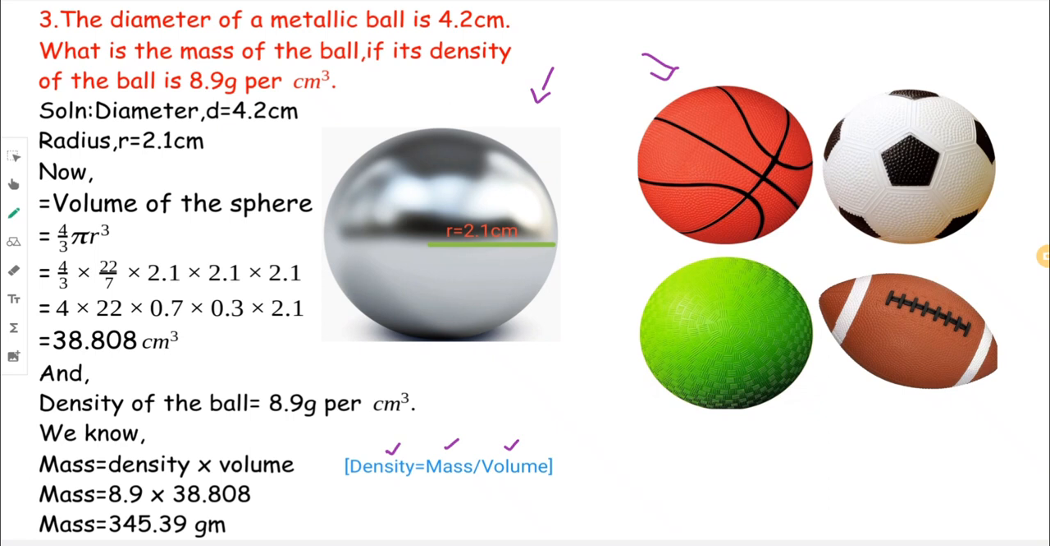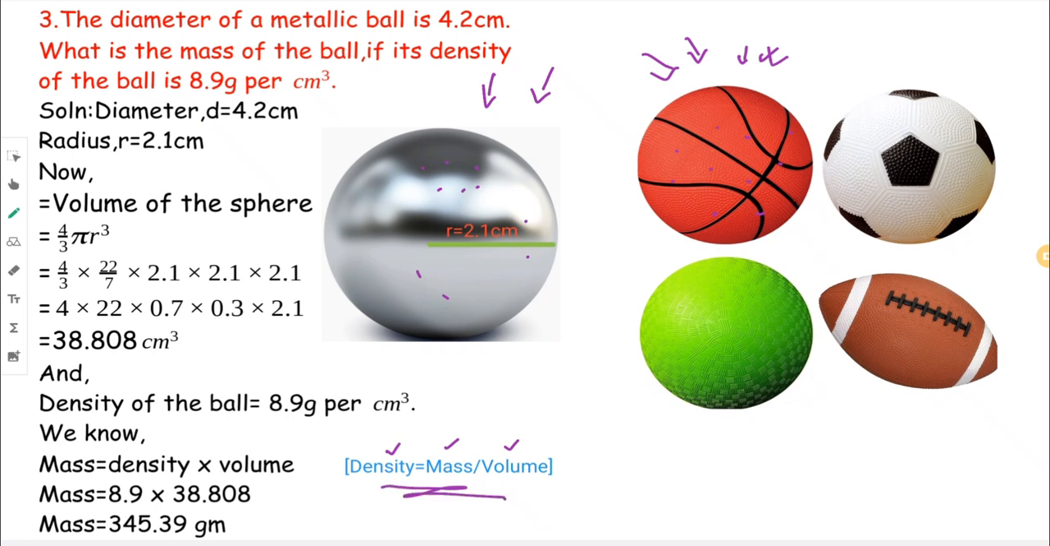Okay, last example. If I ask you, do you want to be hit by a metallic ball or a rubber ball? I'm sure everyone's going to choose a rubber ball, right? Why? Because indeed the metallic ball has more density. That means the molecules are tightly packed. Okay, but when you look at this rubber ball, the molecules are loosely packed. All right, so remember the relationship between density, mass and volume. Okay, density equals mass by volume.